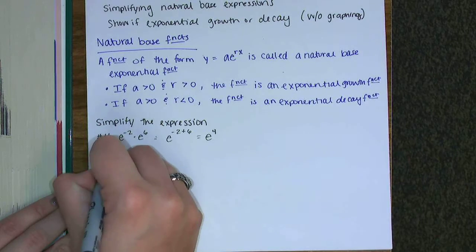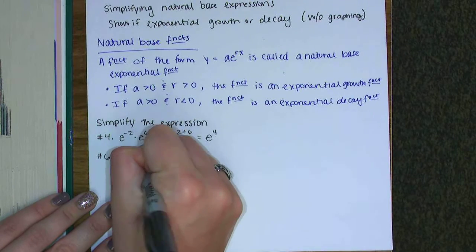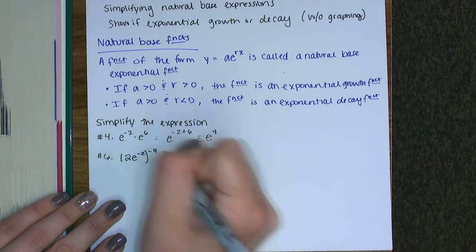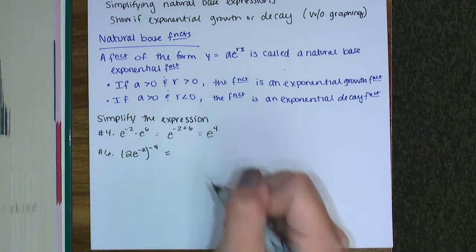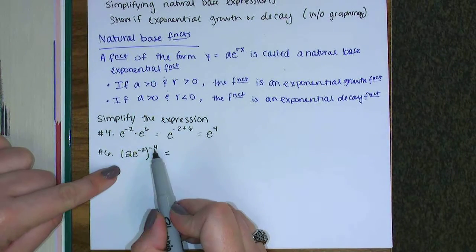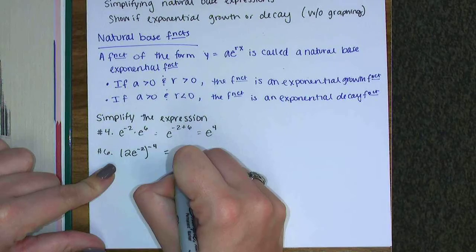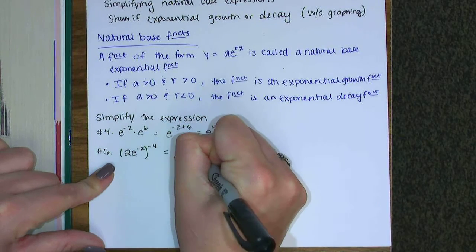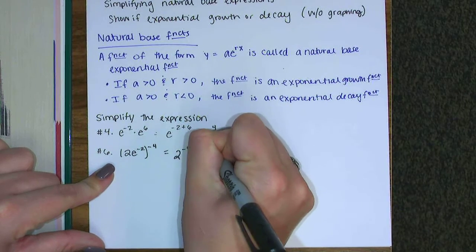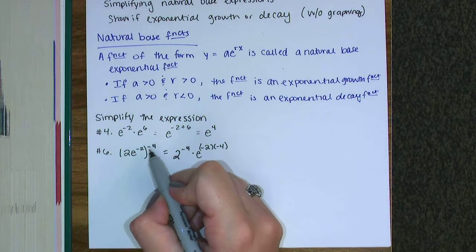Next, in parentheses, 2e to the negative 2, and outside of the parentheses, everything is raised to the negative 4. So what do we do here? Well, this negative 4 goes to both things in here by rules of exponents. So we end up with 2 to the negative 4 times e to the negative 2 times negative 4. Remember, when we do this, we're multiplying these exponents.